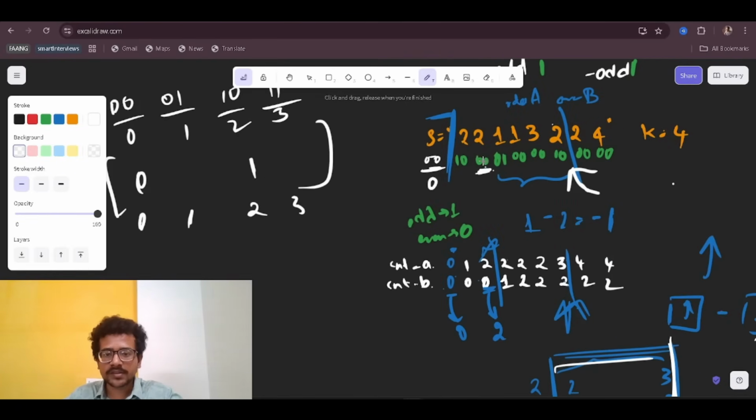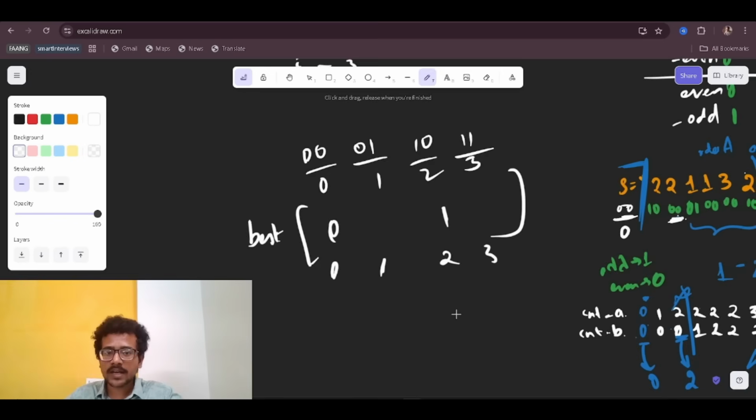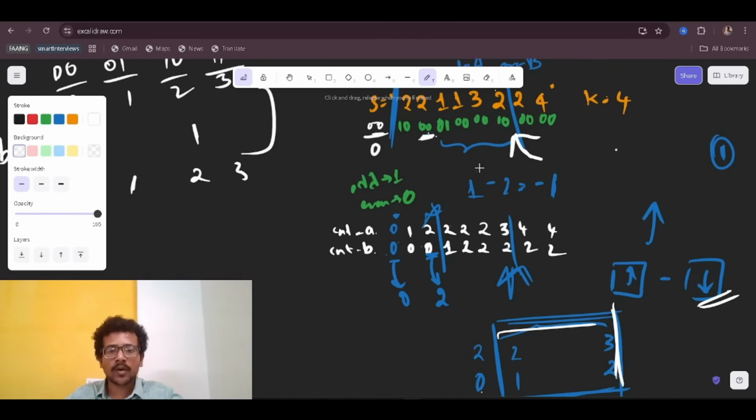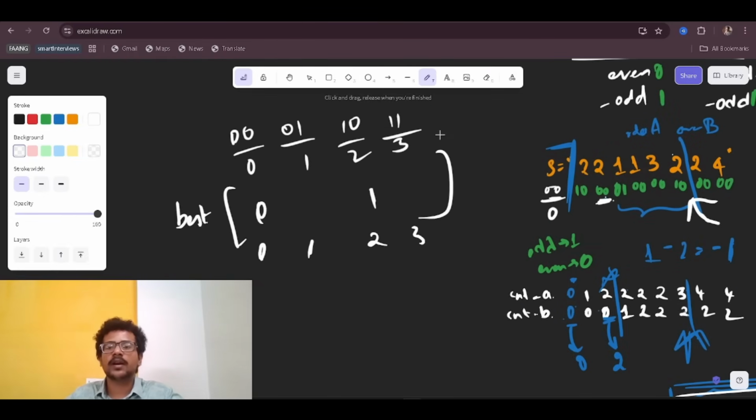Now here I got 0, 0 and it is saying that the difference is 2. But as I said, I would store only the minimum. The minimum from 0 to 2 is 0. Now I got 0, 1, right? But if you see, I would stop here.